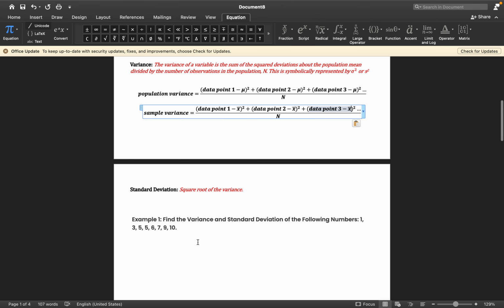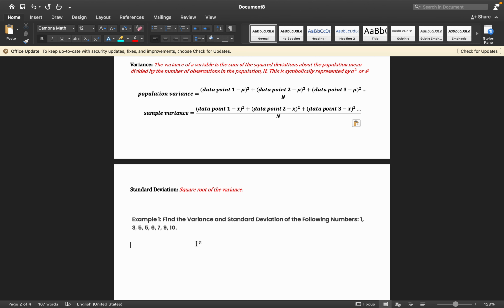So we're going to find our variance and our standard deviation of the following numbers. So first thing I need to find is, what is the average? I need to add these all up. I'm going to find out what is x bar, what is my sample mean. This is 13, 19, 26, 35, 45. 45 divided by 7, which is about 6.43.